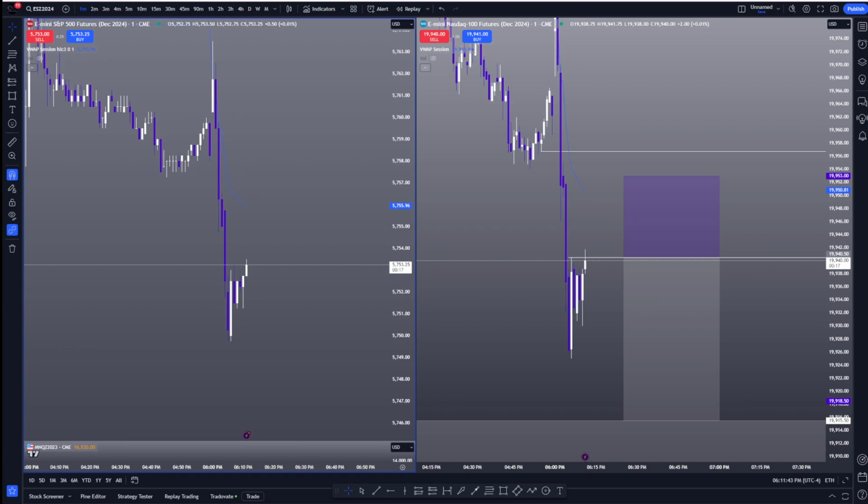When does our first news come out? Well, we have an FOMC member speaking at 10:05, and that's not our next news. Our next news isn't until really 10:30. That's our orange folder news.